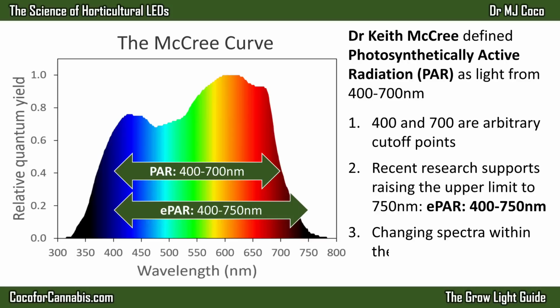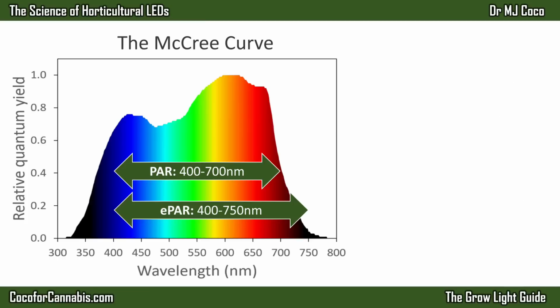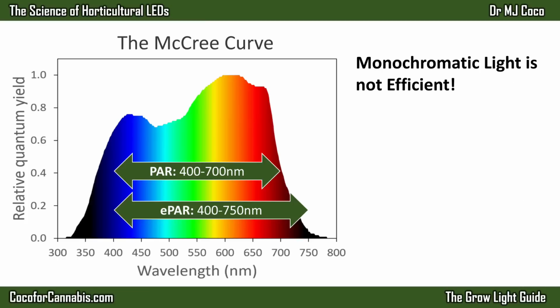Finally, the photosynthetic response to changing spectra within the PAR range is very small. Red light between 600 and 660 nanometers is among the most efficient light for photosynthesis, but it's only about 15% more efficient than blue light. For photosynthesis, within the E-PAR range, the spectrum of light has less impact than many growers assume. However, numerous studies have shown that monochromatic light is not efficient for horticulture.